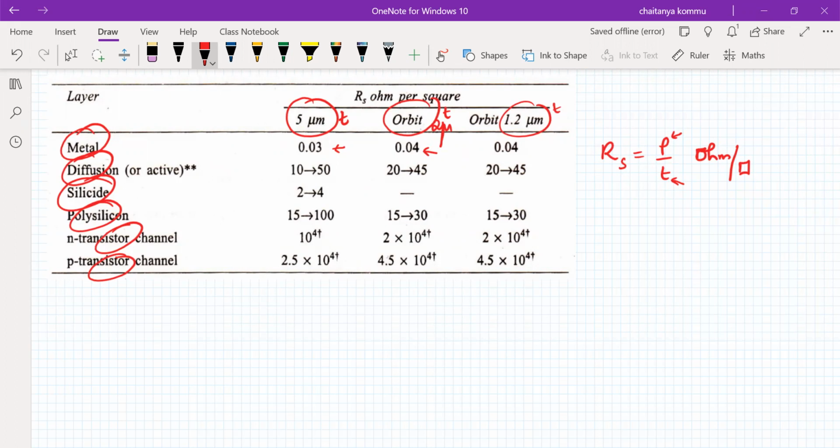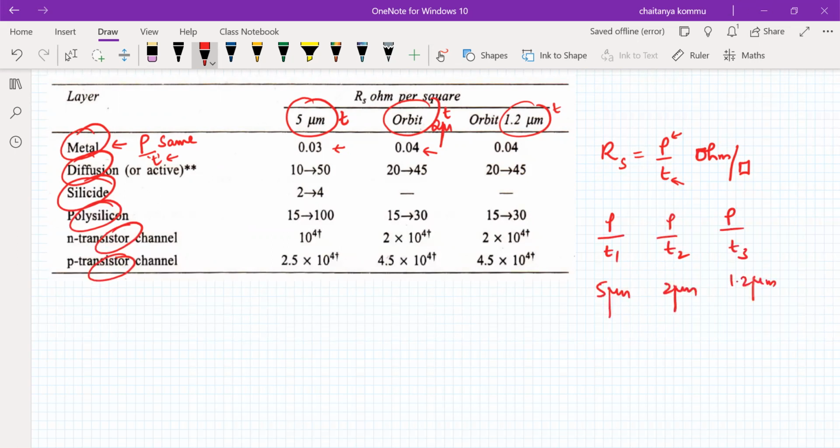So here what we can observe is that the resistivity of the metal is the same, irrespective of the technology that we are using. But why are there these kinds of changes for the metals? Because of the thickness. Thickness is different for the different technologies. So for one technology, T1 will be there, rho is the same, but T2 is different. Rho is the same for that one, T3 is different. So this is for my 5 micron technology, this is 2 micron technology, this is 1.2 micron technology.